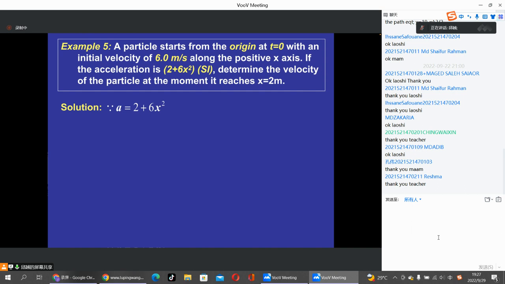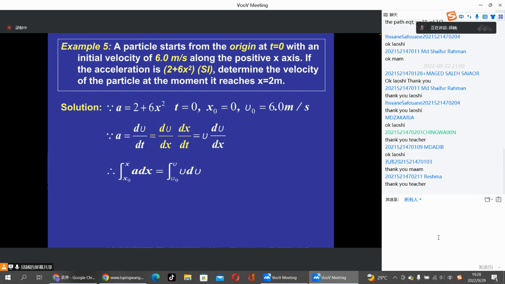Because the acceleration equals 2 + 6x², we know that the acceleration is the second derivative of x. And when t equals 0, x0 equals 0, and v0 equals 6. And a is the first derivative of velocity, dv/dt. And we can also rewrite dv/dt as dv/dx times dx/dt. And dx/dt equals v. So we have this function.